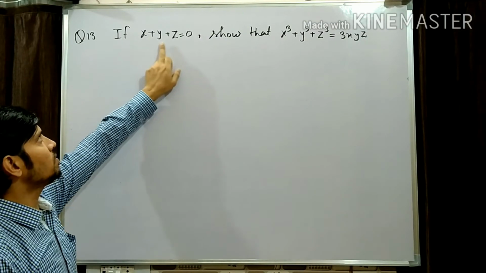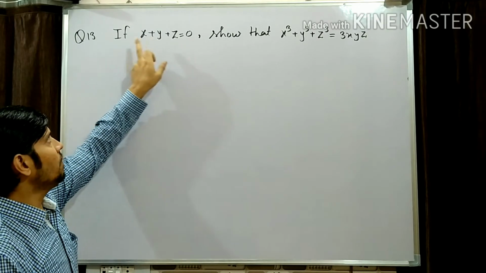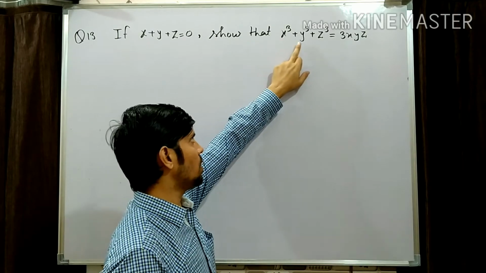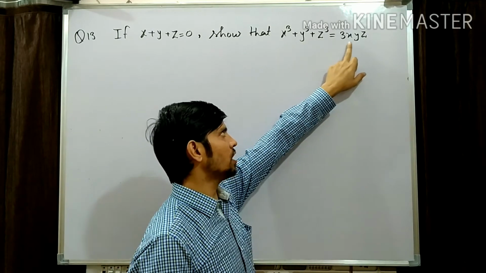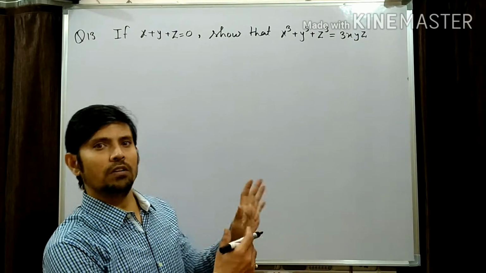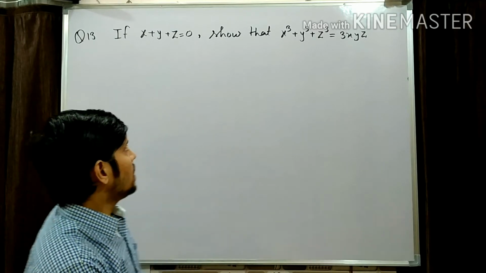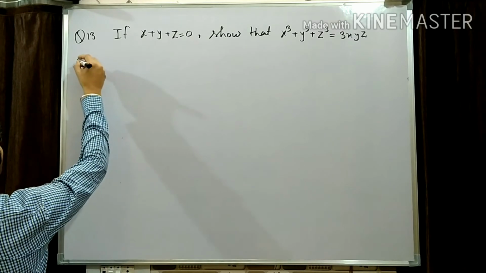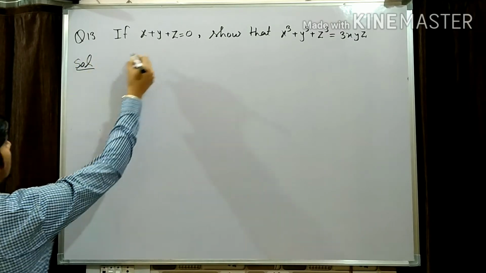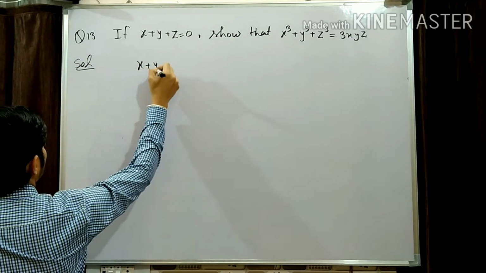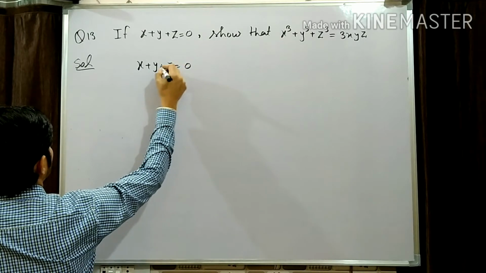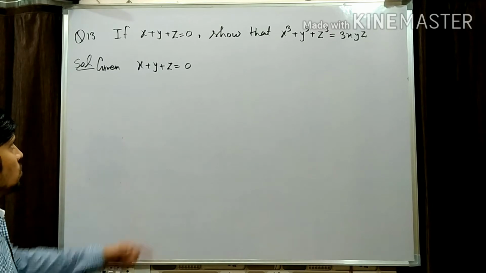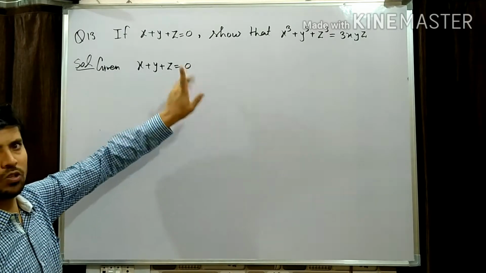Here it is given x plus y plus z is 0. If x plus y plus z equals 0, then we have to show that x cube plus y cube plus z cube equals 3xyz. And this we already read as an identity. Here we have to prove this. How can we prove this? You will see here. What is given? x plus y plus z equals 0. This is given. So we have written here x plus y plus z equals 0.